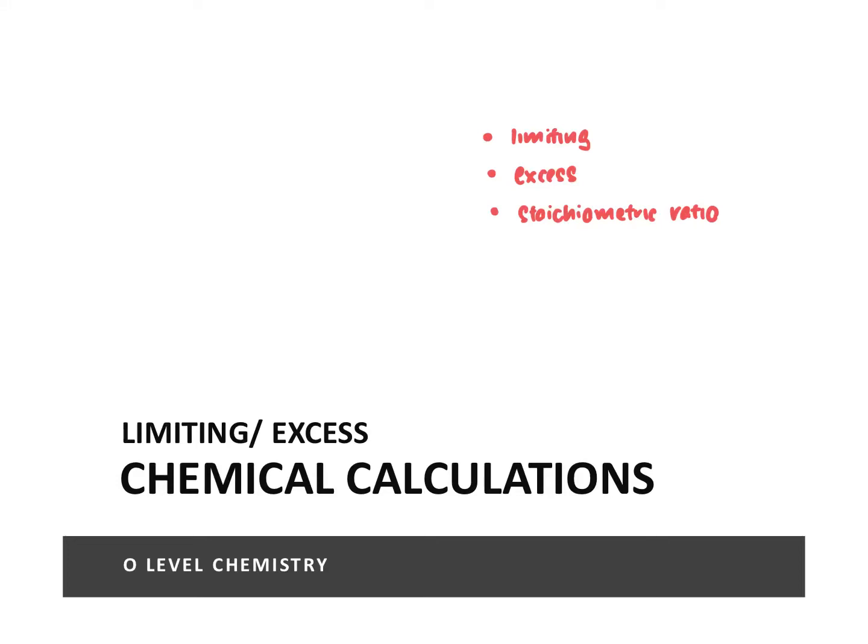Now in the last video, we have looked at how we can apply the 3C approach to solving chemical calculation questions. In this particular video, we are going to look at a specific type of chemical calculation questions known as limiting excess questions. Before we even go into that, we need to clarify three terms. The three new terms are limiting, excess, and stoichiometric ratio.